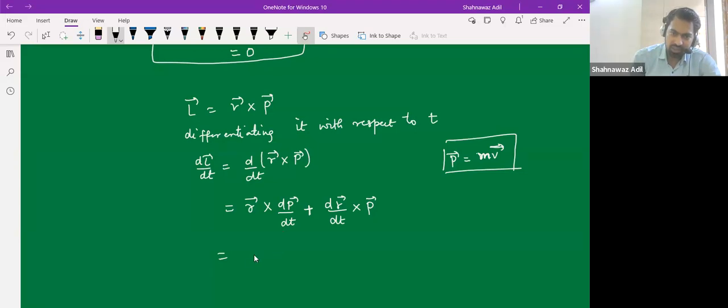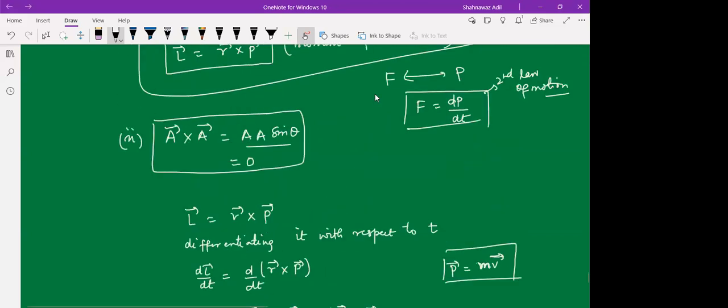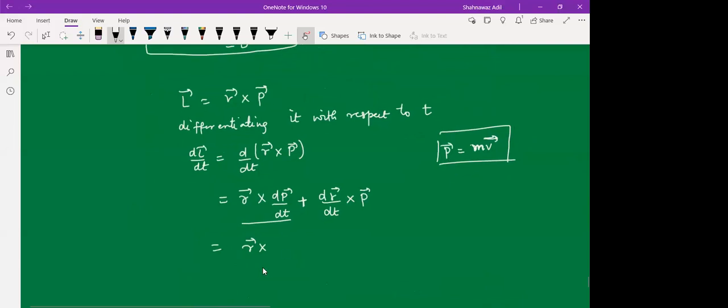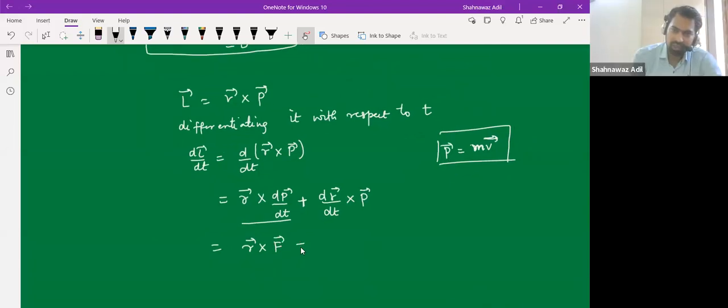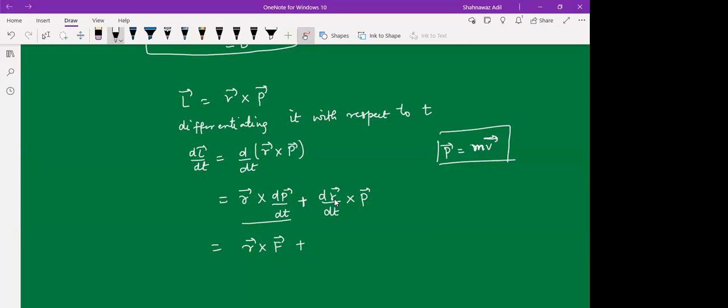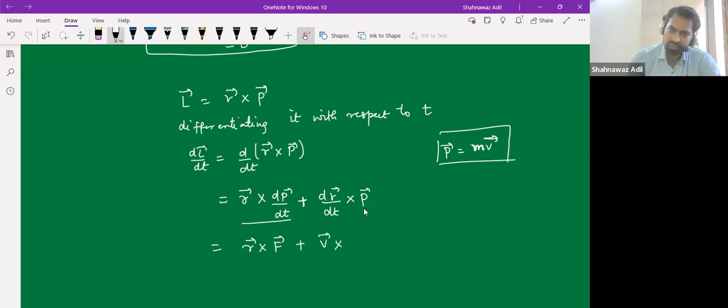So keeping this one intact, r cross dp by dt is what? dp by dt is the rate of change of momentum, which is force. And plus dr by dt is what? This is the position vector, so the rate of change of position is velocity. And you know that momentum is mass into velocity.